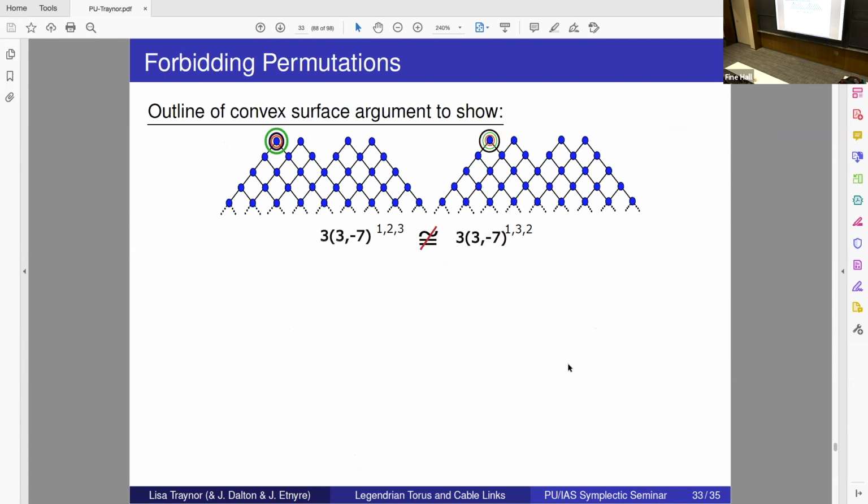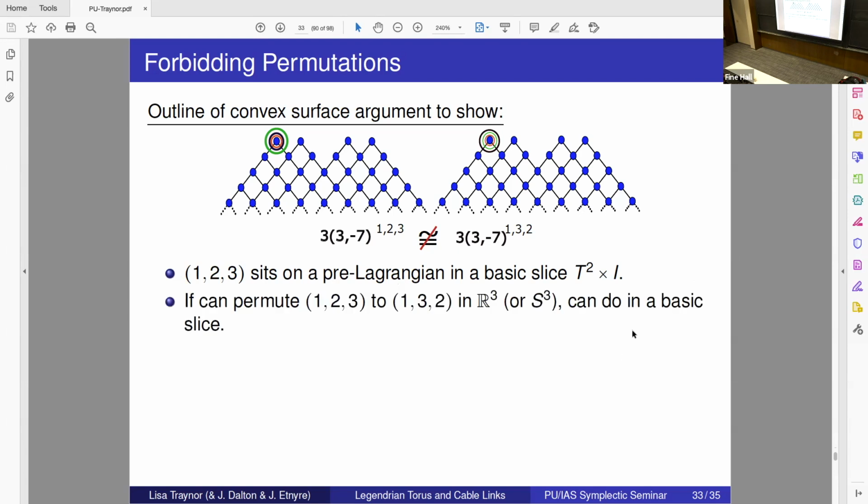Okay, a few more minutes. So let me just give you a flavor of how you can prove this. And again, this is really the part that took us many years to fill the gap. So here's just an outline of the convex surface argument. We know that this ancestor lives on a pre-Lagrangian in a basic slice. So the first big step, and a lot of this is just low dimensional topology arguments, we argue that if I could permute in R3 or S3, then in fact, you can do this in this basic slice. Again, a basic slice is just T2 cross I, a thickened torus.